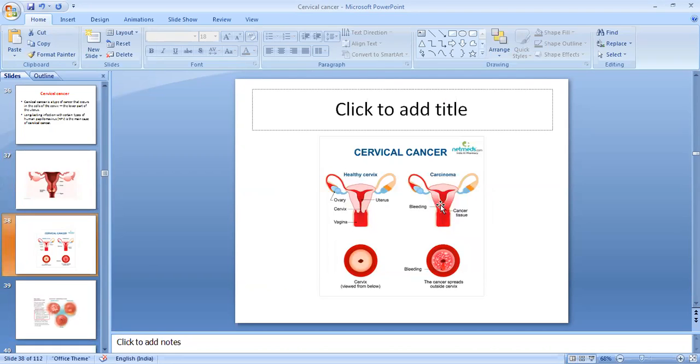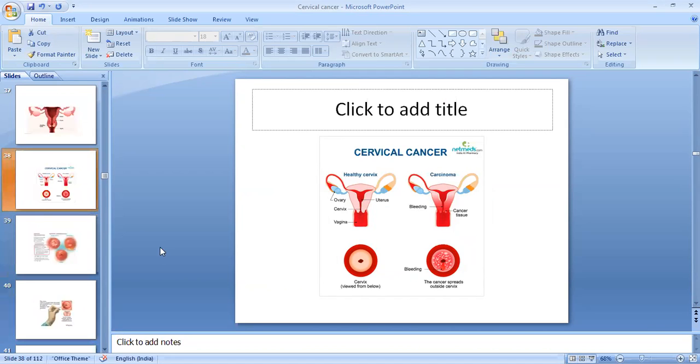This is the lower part of the cervix where this occurs. Therefore, it is called cervical cancer. And this is a very much treatable cancer. And of course, hygiene is very important.